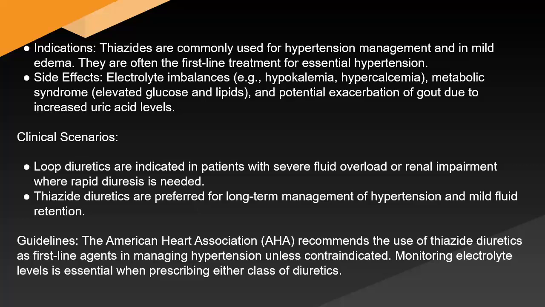increased uric acid levels. Clinical scenarios: loop diuretics are indicated in patients with severe fluid overload or renal impairment where rapid diuresis is needed. Thiazide diuretics are preferred for long-term management of hypertension and mild fluid retention.